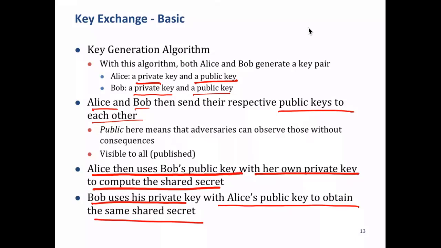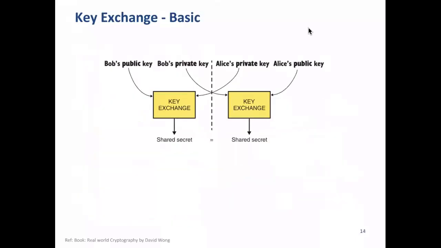But Eve cannot get that shared secret, right? So there's the magic here. It's the same thing described here in terms of a photo diagram. It's Bob's public key.